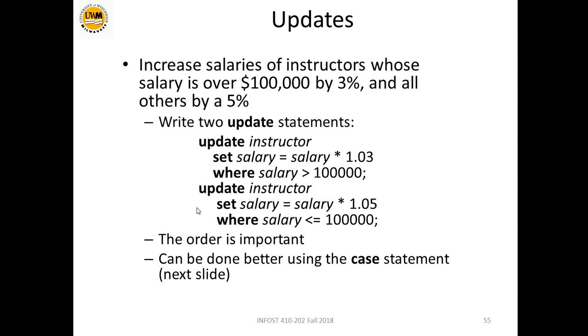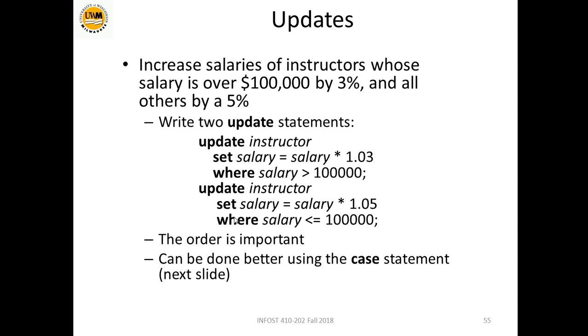Update: we update part of the attributes in the tuples. For example, if we want to increase the salaries of instructors whose salary is over 100,000 by 3% and all the others by 5%, we can write the updates as two updates. Update instructor set salary equals salary times 1.03 where salary is greater than 100,000, and then update instructor set salary equals salary times 1.05 where salary is less than or equal to 100,000.